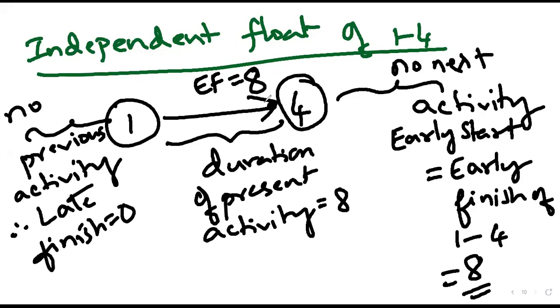That is the reason if there is any activity after the 4th node, starting from the 4th node, it has to start only after the 8th day or on the 8th day. Correct? Not before that. Is the concept clear? So that is the reason the early start for the next activity is equal to 8.